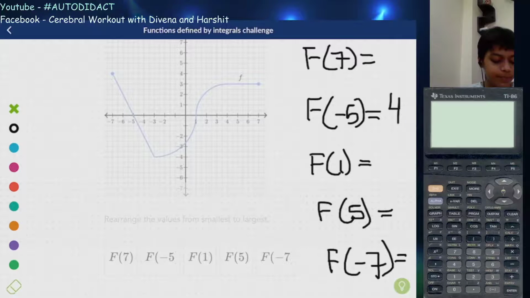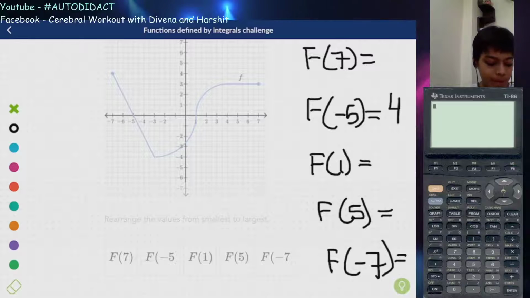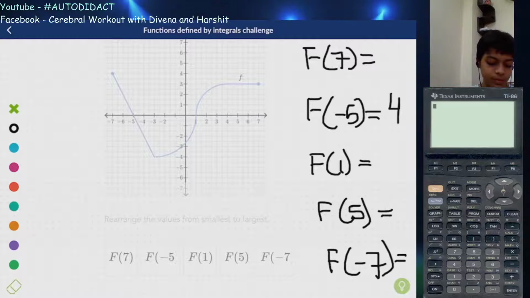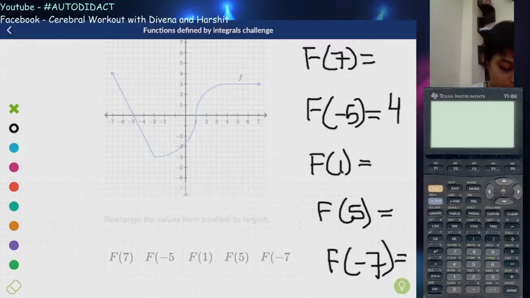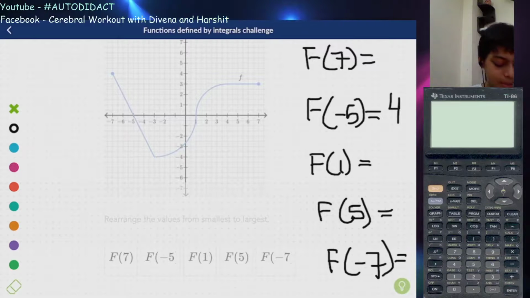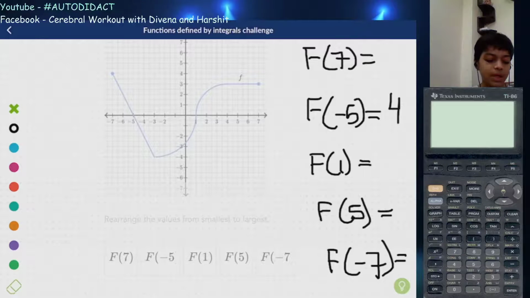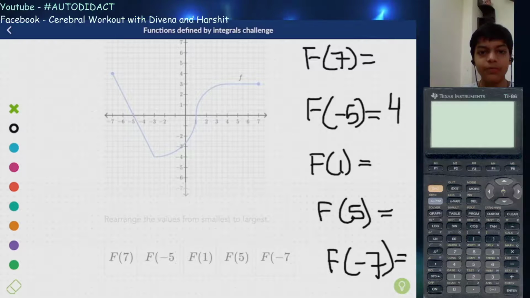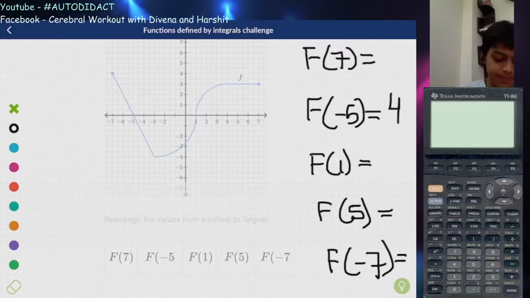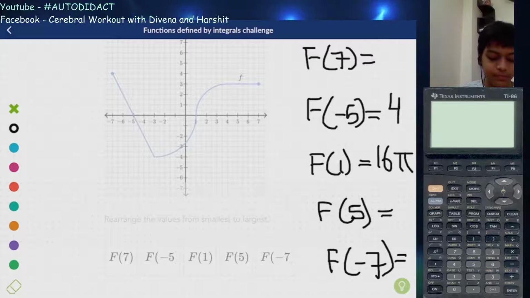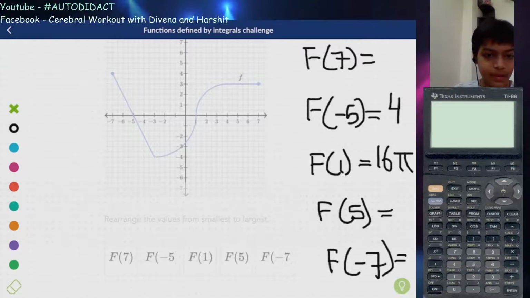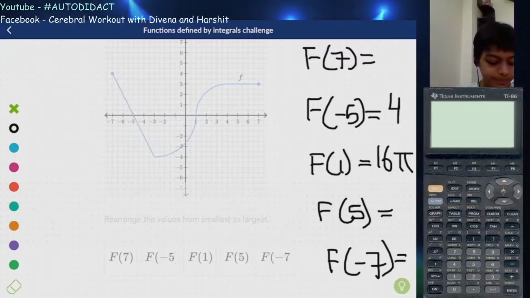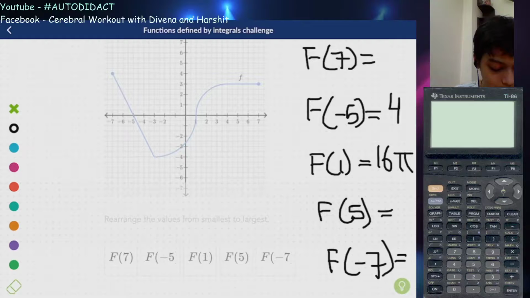And also we want to find out from negative 3 to, let's say, till 1. We want to find this quarter circle's area. Its radius is 4, so its area will be pi r squared, where r is 4. 4 squared is 16, so this will be equal to 16 pi. And we want to find out what F of 5 is equal to.